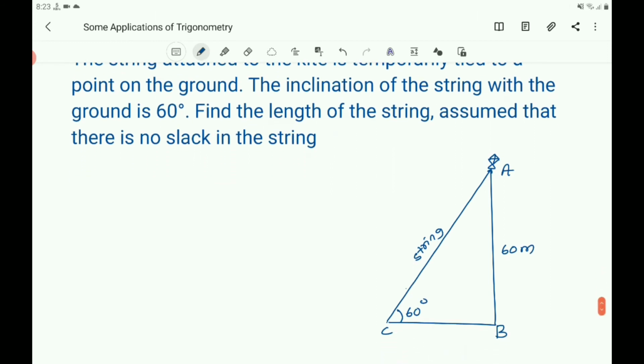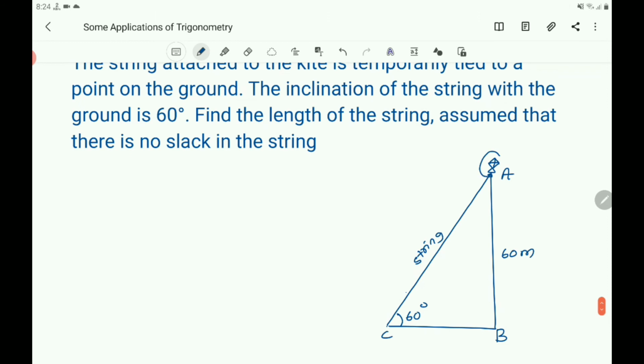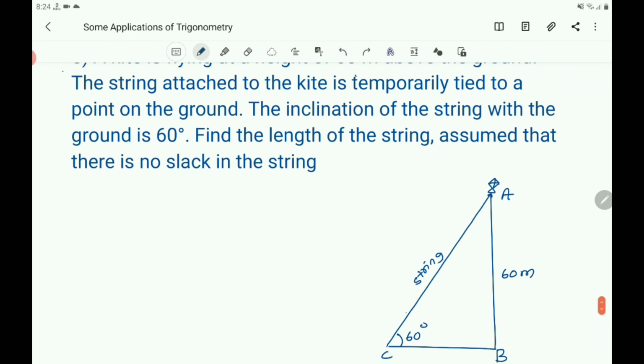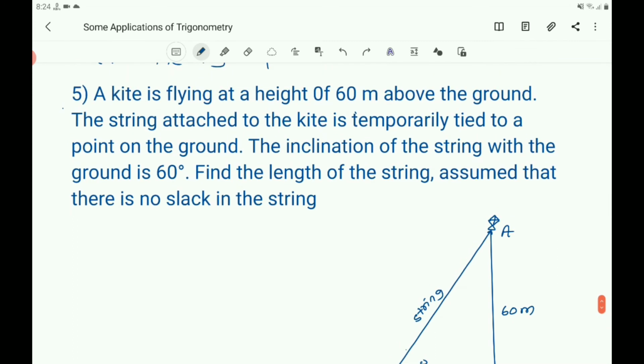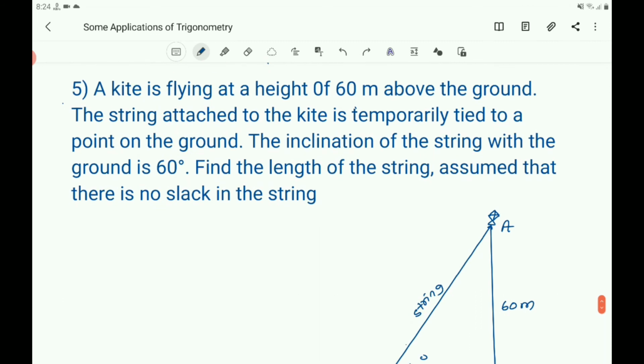Now let us consider here A is a kite. A is the height of the kite from the ground.